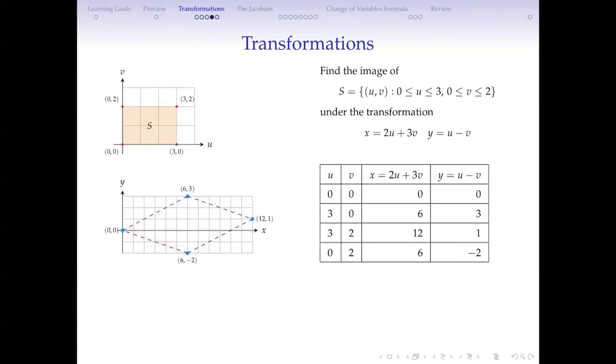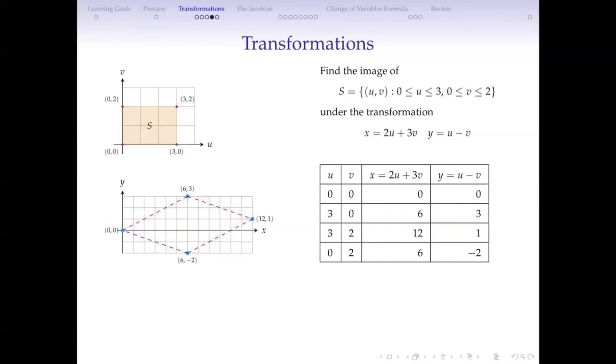So here's what I've now learned. I've learned that this transformation, which I said is a kind of linear transformation, it just involves a number times u and another number times v for both x and y. This linear transformation takes a rectangle in the UV plane and maps it to a parallelogram in the XY plane.